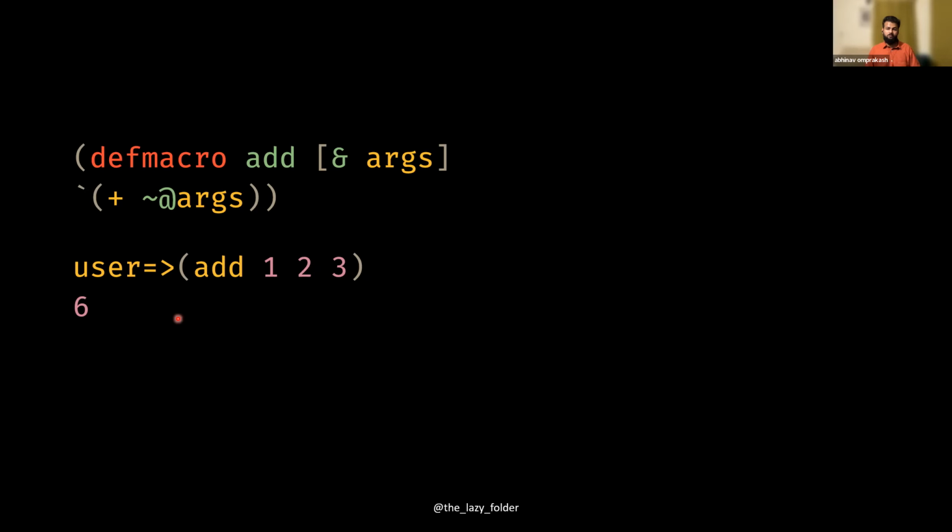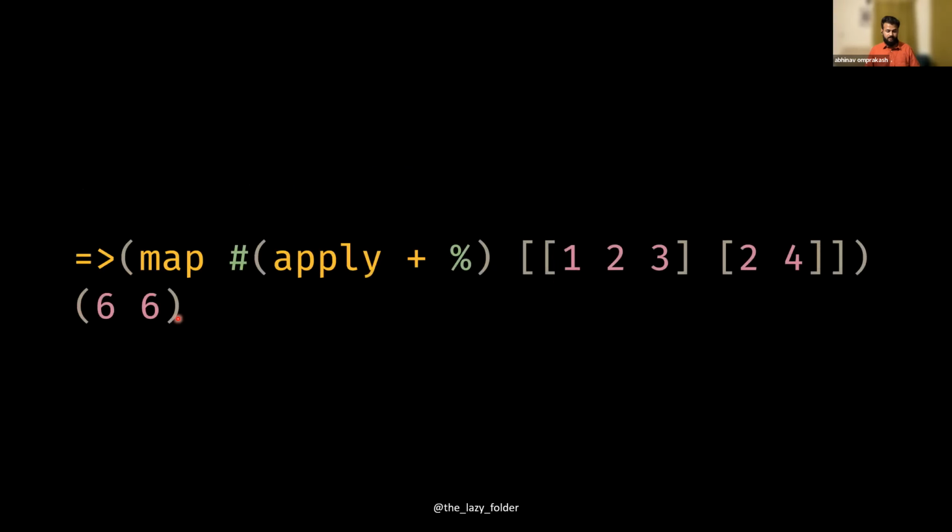Now suppose we wanted to do something else with this add, something like this, where we have a vector and we wanted to find the sum of the elements of each vector and get a value like this. This is quite trivial when we use the function add. But if we had to do it with a macro, it would not be possible. We would get an error like can't take value of a macro.